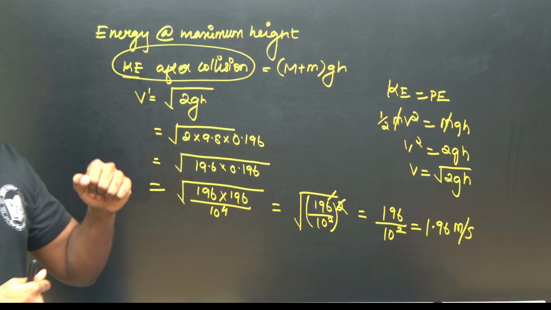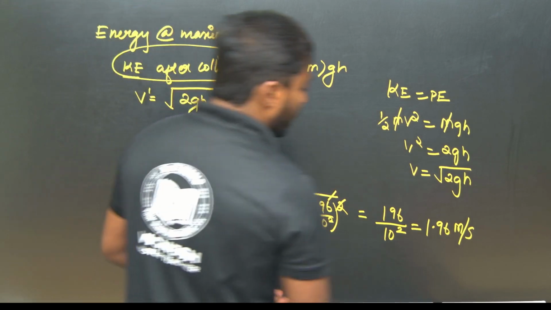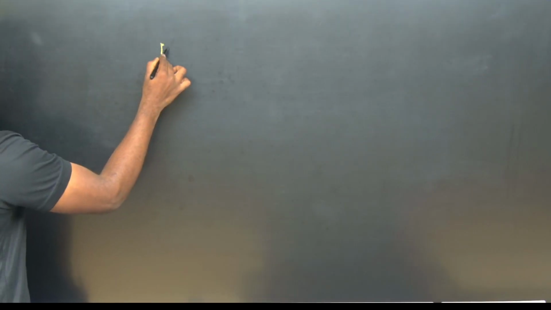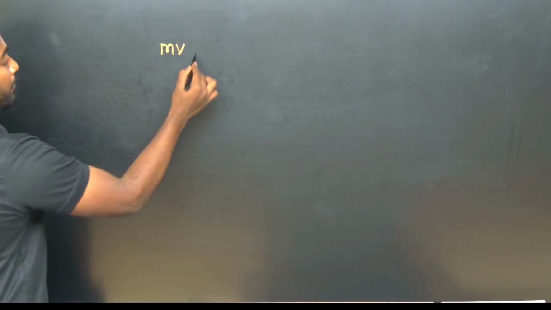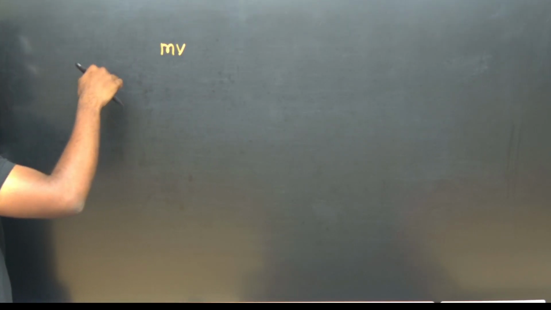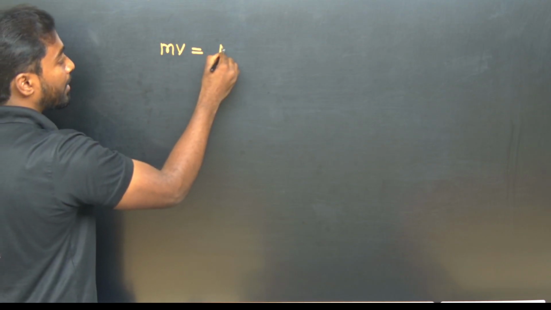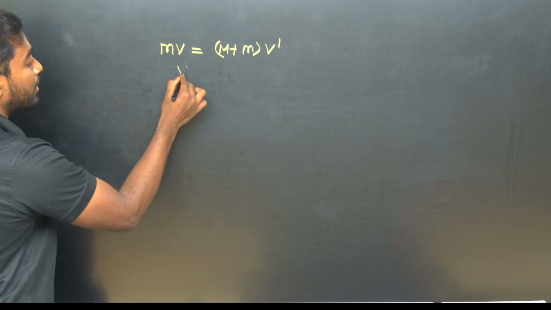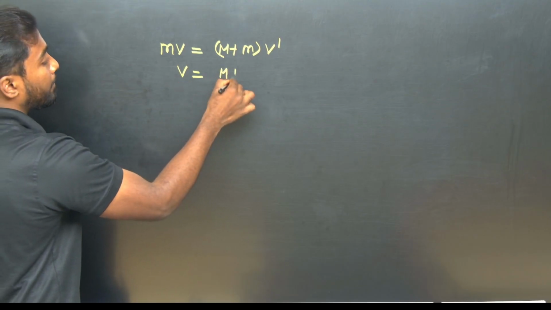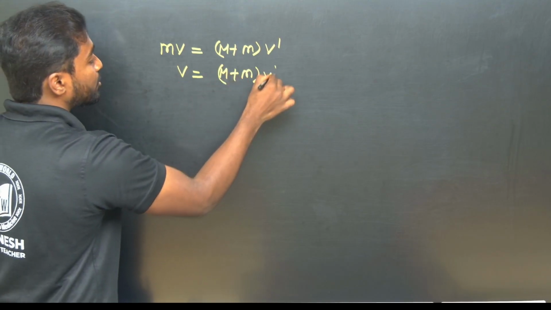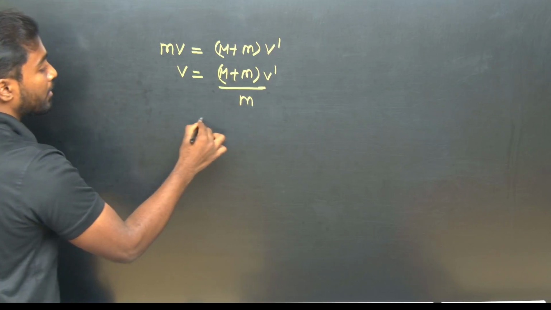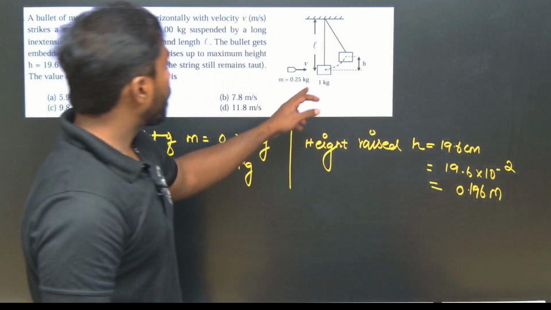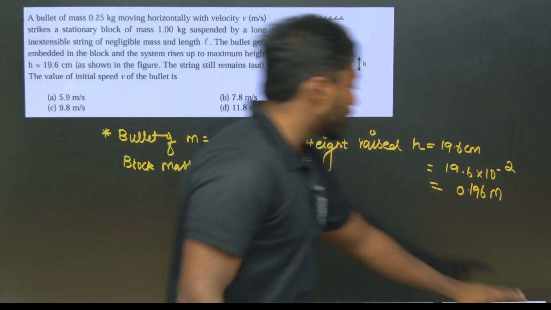Now the initial thing I need to get. So initial, mass into velocity, momentum. Initially the bullet mass times its velocity should be equal to the mass of the bullet plus the mass of the block into the velocity. So v should be equal to capital M plus small m into V dash by m. The mass of the block is 1 kg, the bullet mass is 0.25 kg.